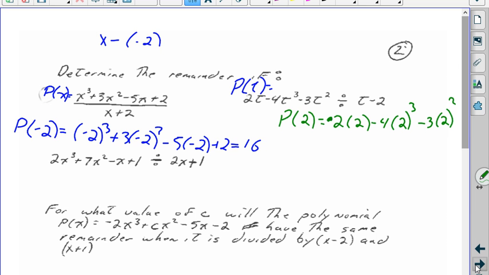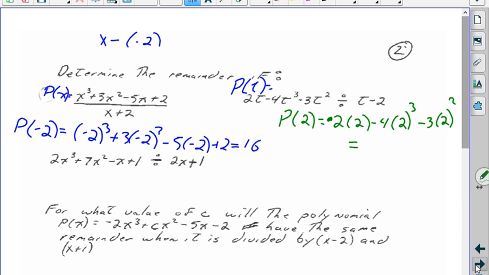Probably better if you pay attention to this. So what do we get when we plug in 2 in for t in this case? Aurora.